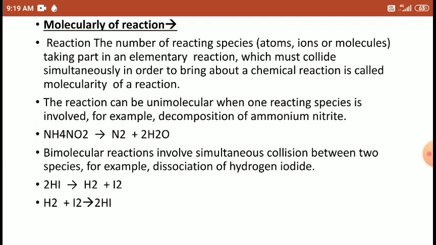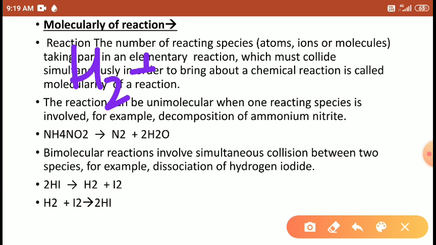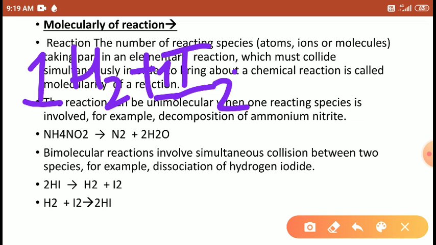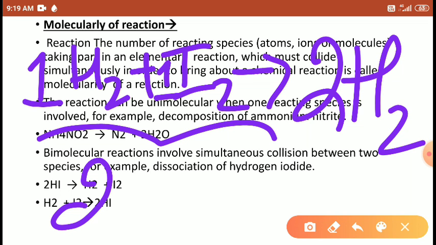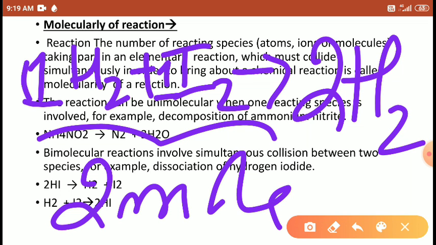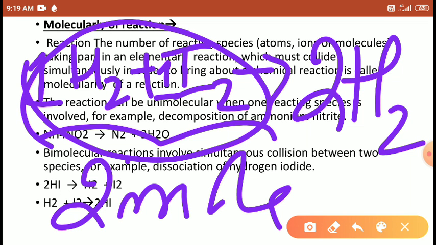Right, friends? Here, 2 moles react to form, or you may reverse this reaction, 1 mole of hydrogen and 1 mole of iodine. Both have stoichiometry of 1 mole. Here there are 2 moles, so 2 moles of species take part in the reaction, which is called a bimolecular reaction.